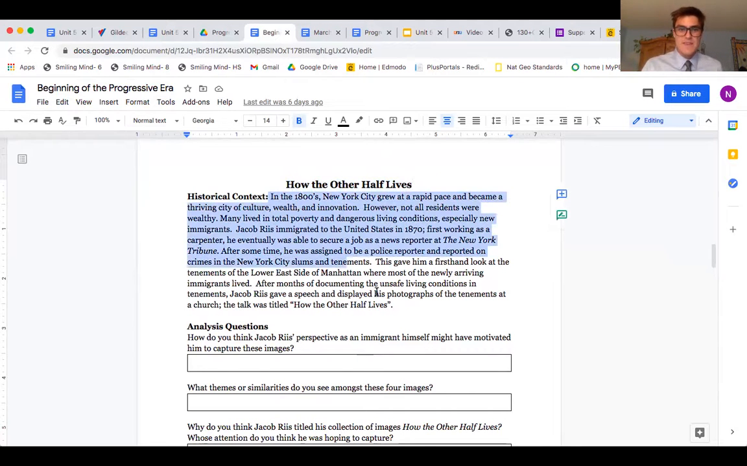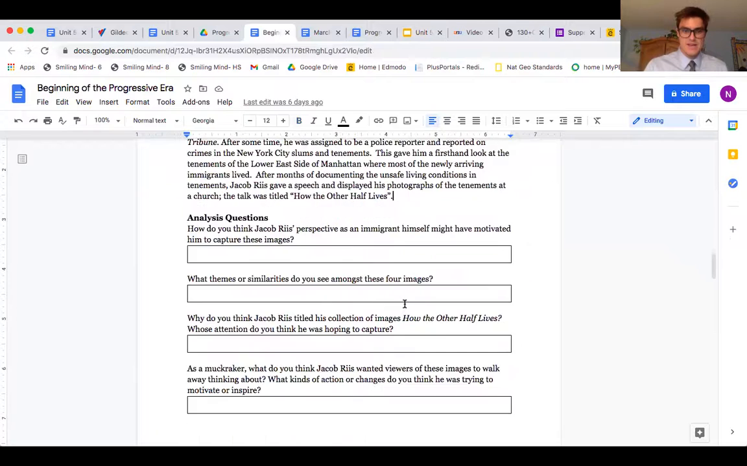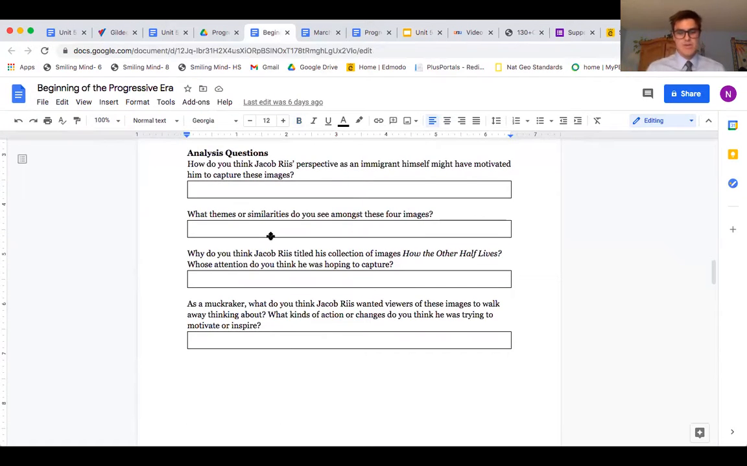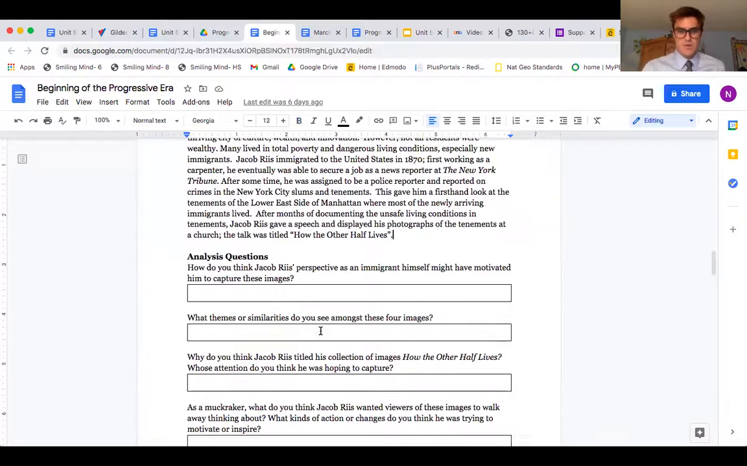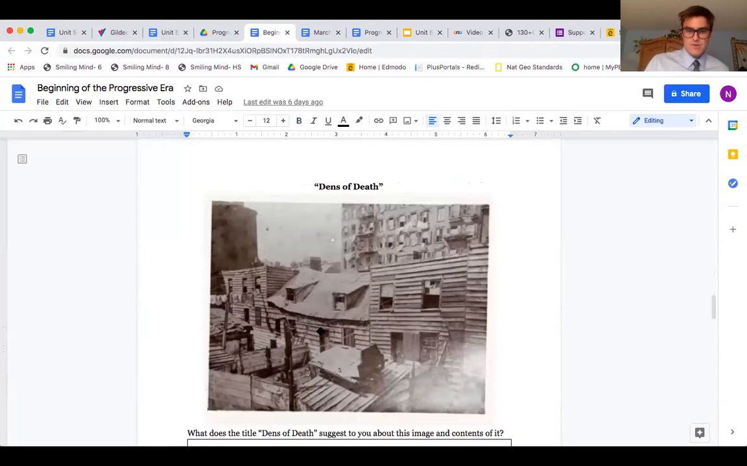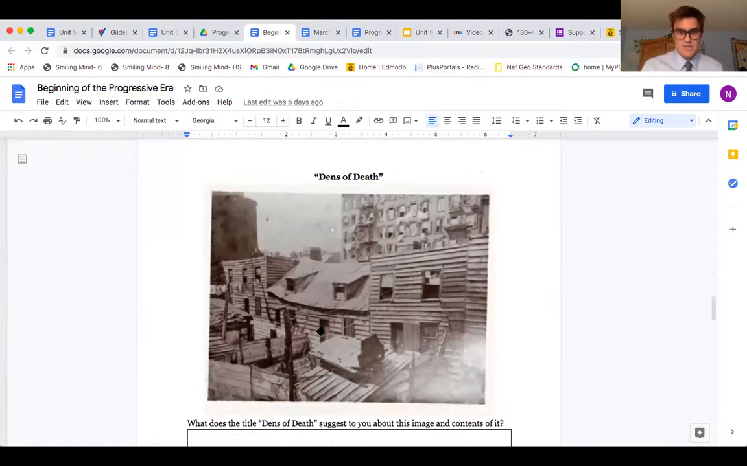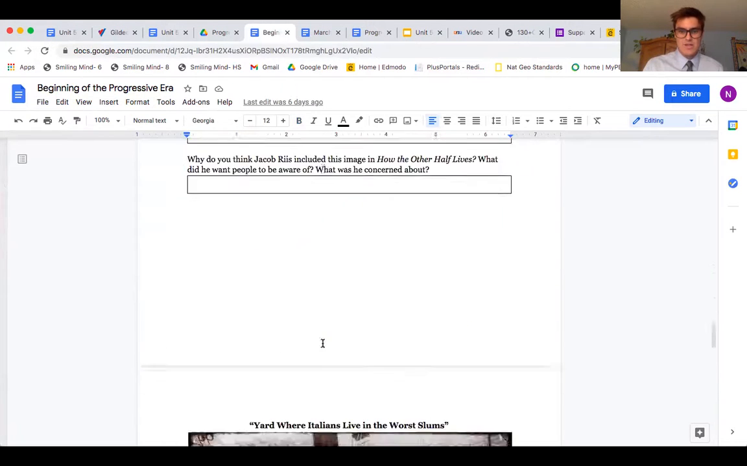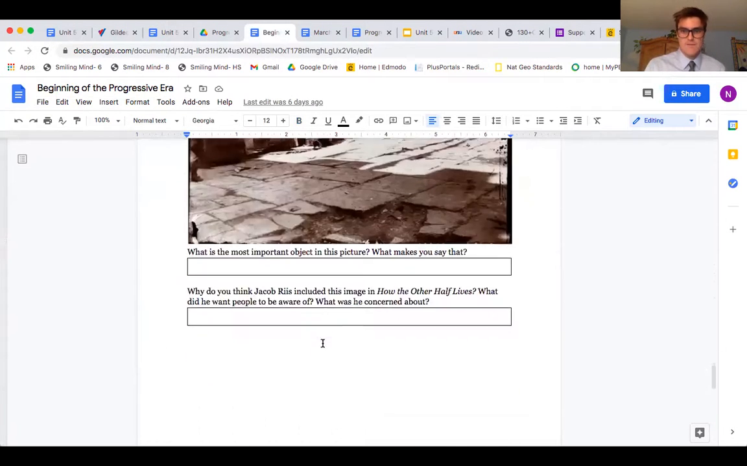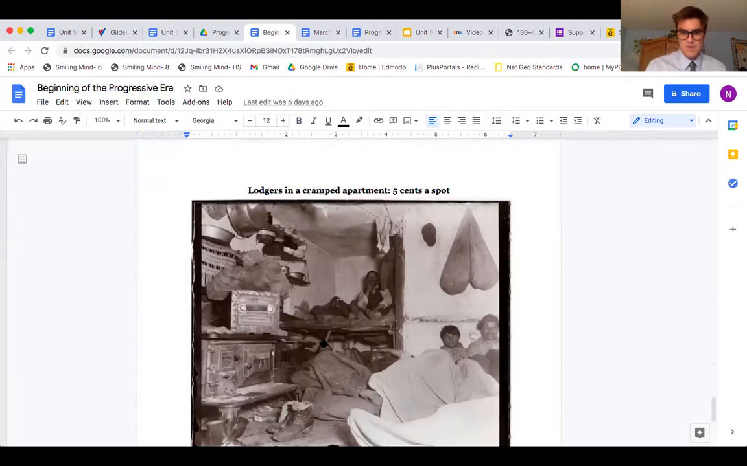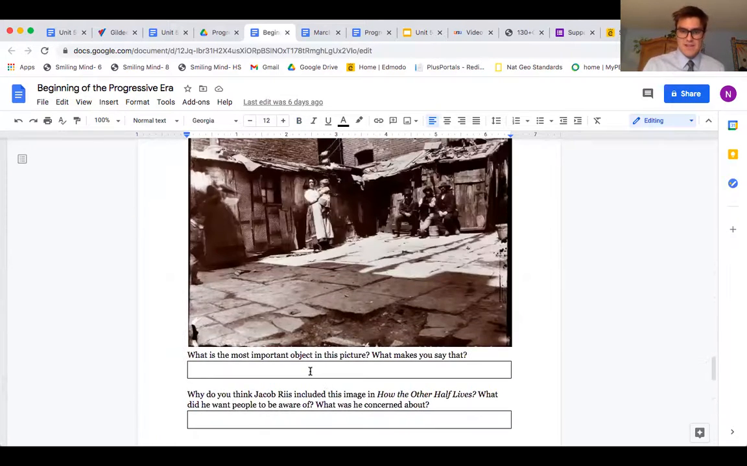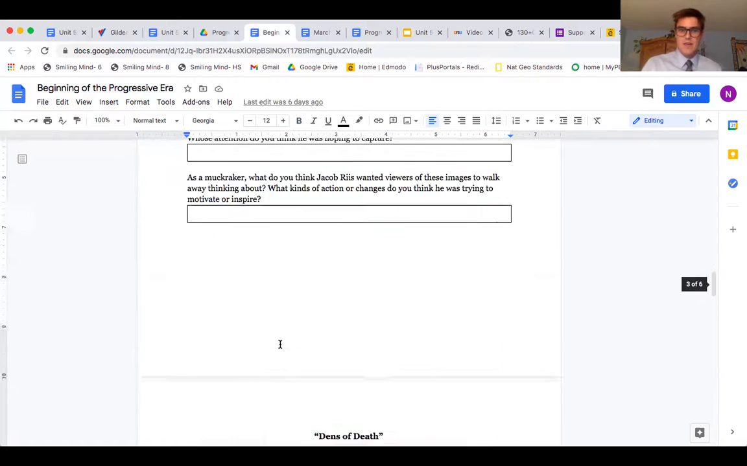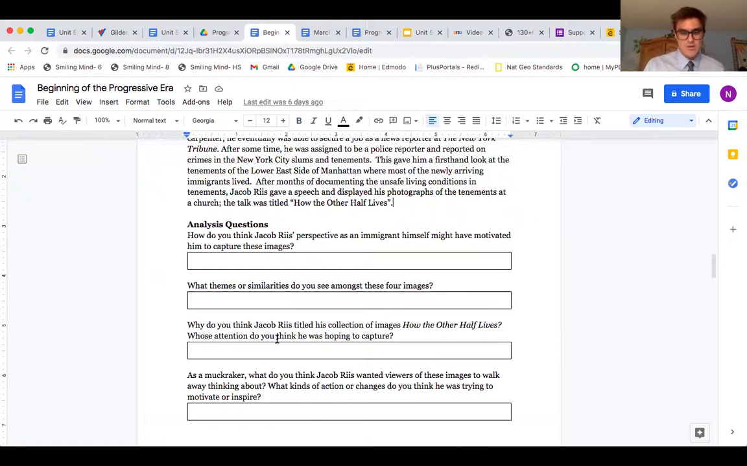Then we're going to move into an activity called How the Other Half Lives. So go ahead and read this paragraph of historical context. And then these analysis questions are going to be the finale of this activity. So before you answer these questions, scroll down to these images that you see here. And for each image, answer the questions below it. And once you've answered all the questions below the images, then you will come up here and answer these analysis questions.